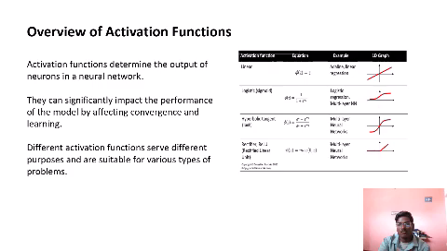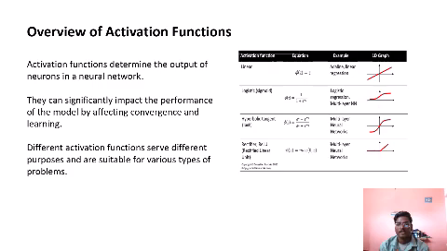Linear: alpha of z is equal to z. Example: linear regression. Here is the 1D graph of the linear function. Logistic: alpha of z is equal to 1 by 1 plus e to the minus z. Example: logistic regression, multi-layer neural networks. Here is the 1D graph of the logistic function.